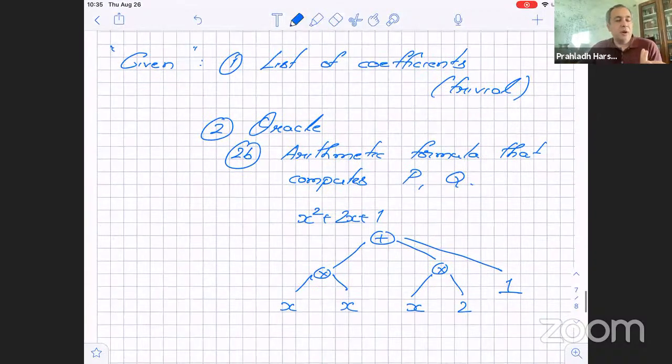Now I ask you, can you check if P and Q are the same polynomial or not? In the previous case, when I said list of coefficients, it was trivial. Does it still continue to be trivial in this case?